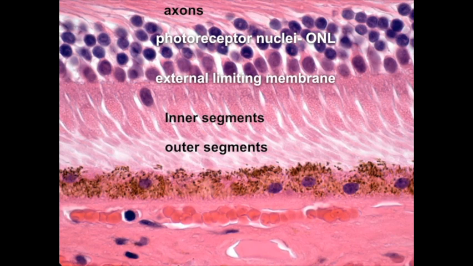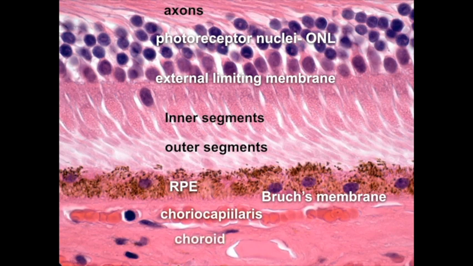The tips of the photoreceptor outer segments interdigitate with processes on the apical surface of the RPE cells. The RPE cells rest on the inner surface of Bruch's membrane. The choriocapillaris, the innermost layer of small choroidal blood vessels, is located on its outer side.